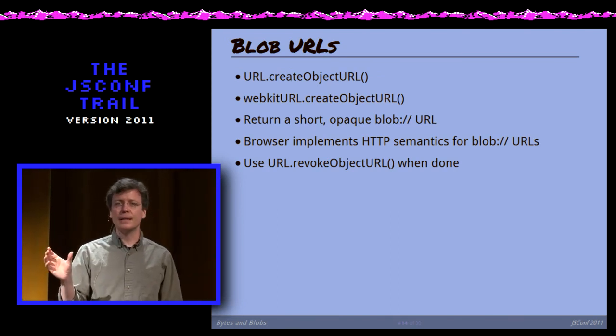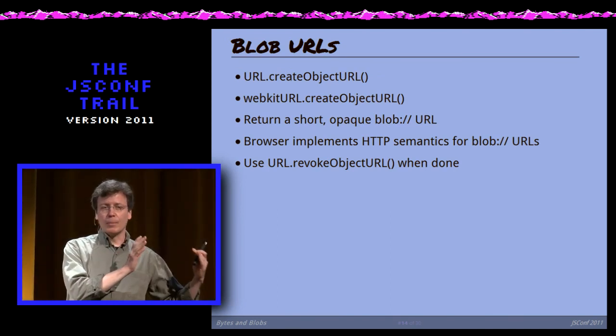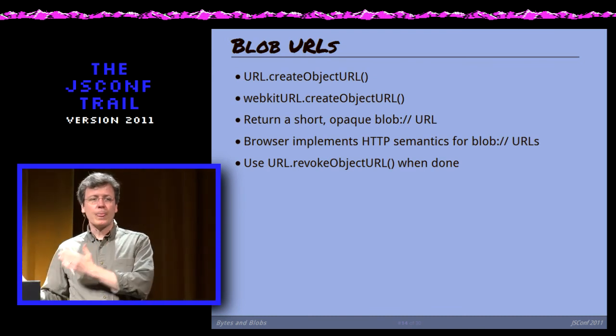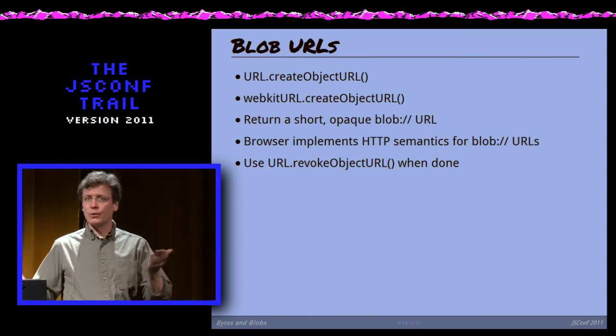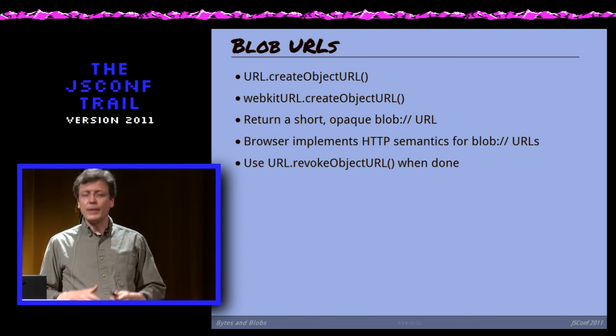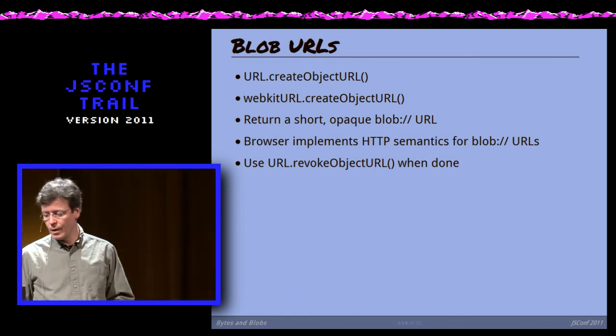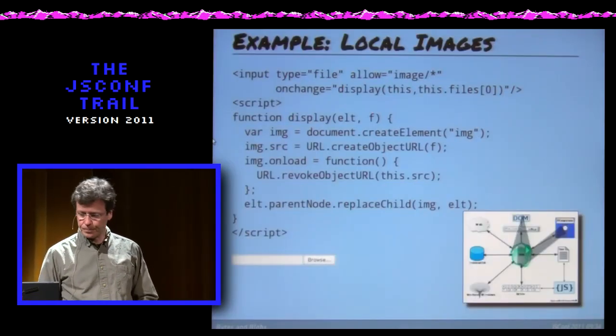It's going to have a GUID after the blob:// and there's a mapping from that GUID to the blob stored on disk or stored in memory. But you don't want to force the browser to keep those things around if you're not using them anymore. So you can call revokeObjectURL when you're done.